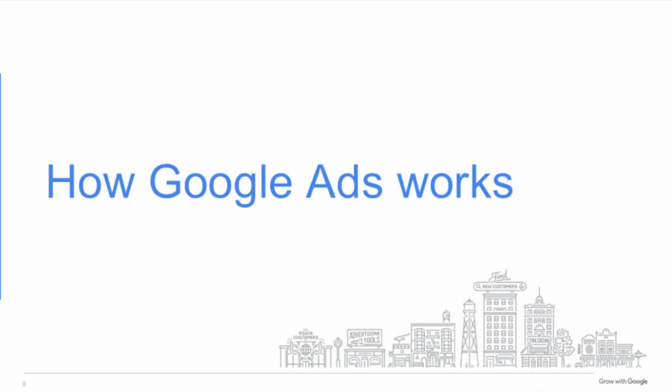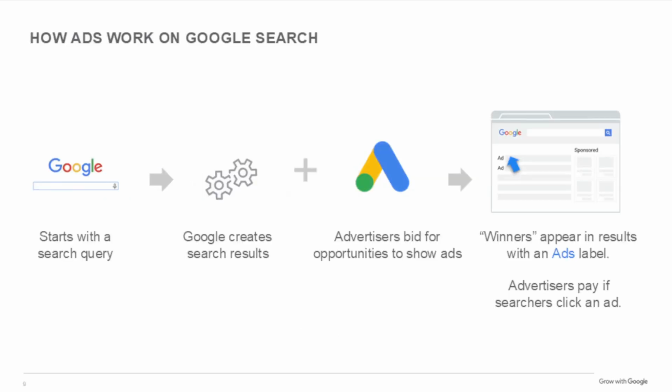All right, let's talk about how Google Ads work. It all starts with a query. First, you see what people are searching for. Google comes up with results. Advertisers bid for opportunities to show the ad. You may have heard of the ad auction. And then the winners appear high in a Google search.